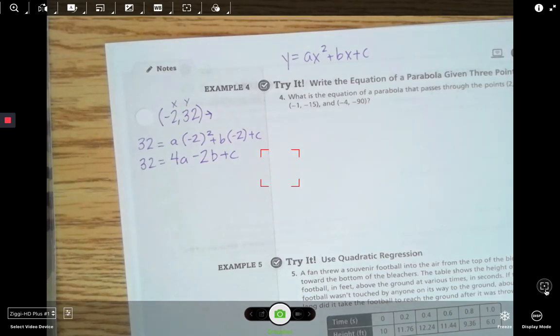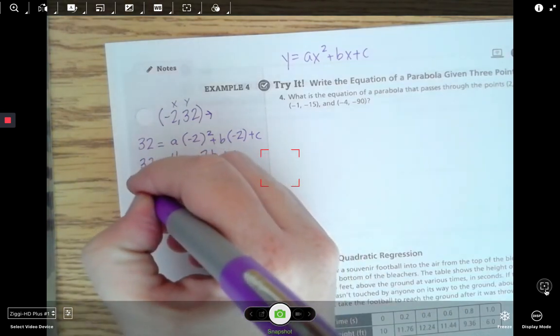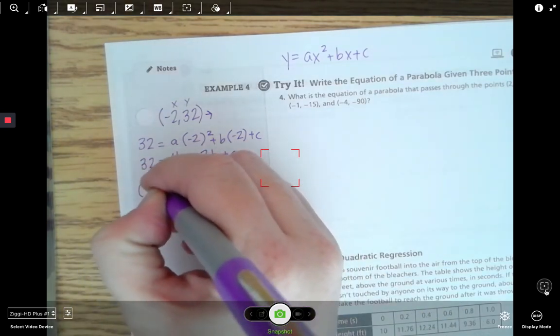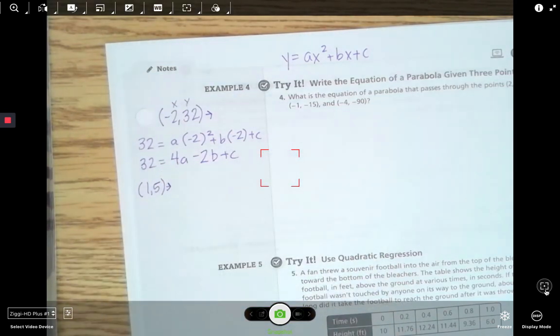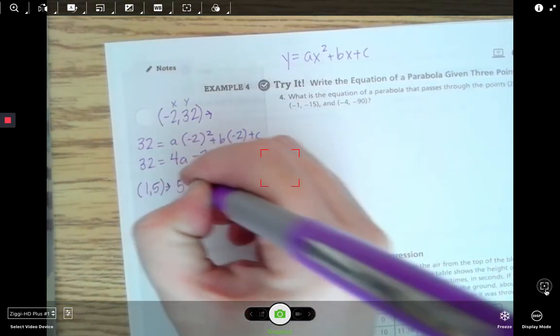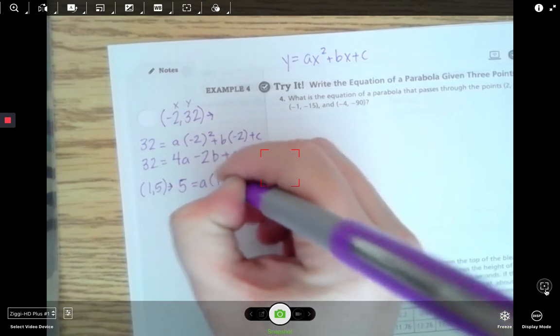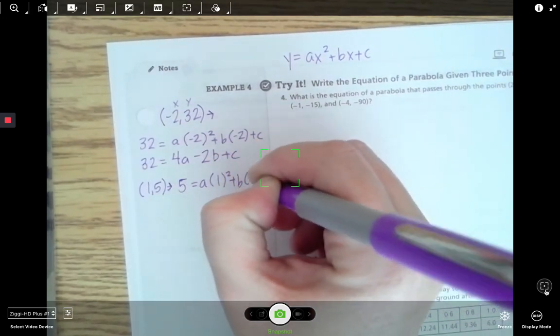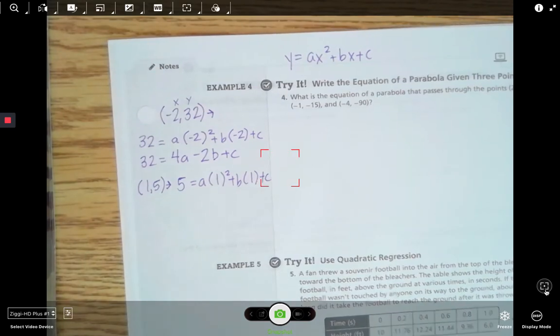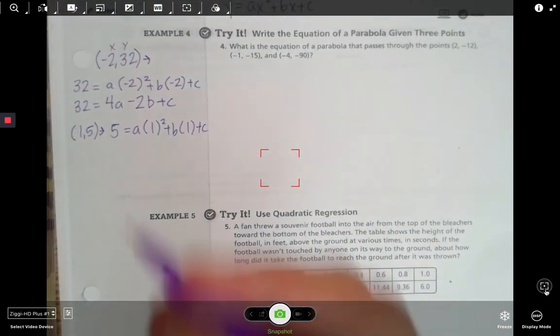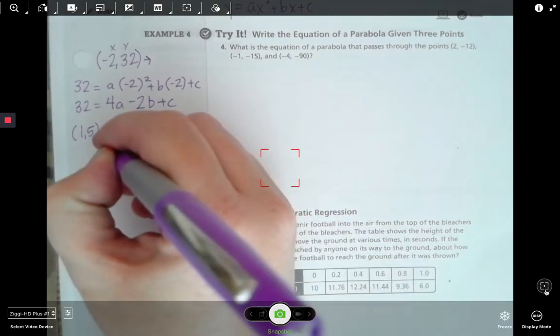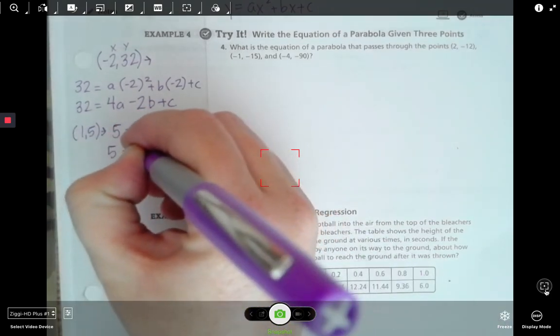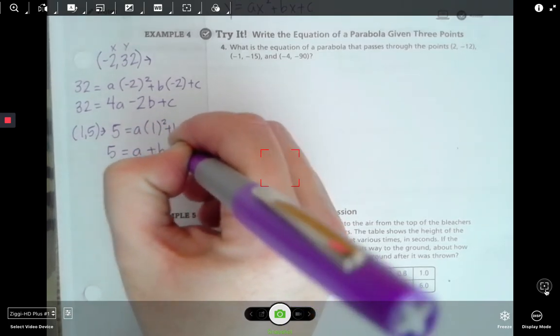We're going to do that for the next 2 ordered pairs. The next ordered pair is 1, 5. So wherever we have y, we're going to plug in 5. Wherever we have x, we're going to plug in 1. So 5 is equal to a times 1 squared plus b times 1 plus c. Simplify it. 5 is equal to a plus b plus c.